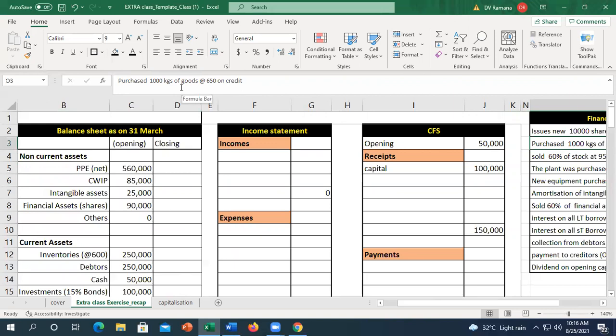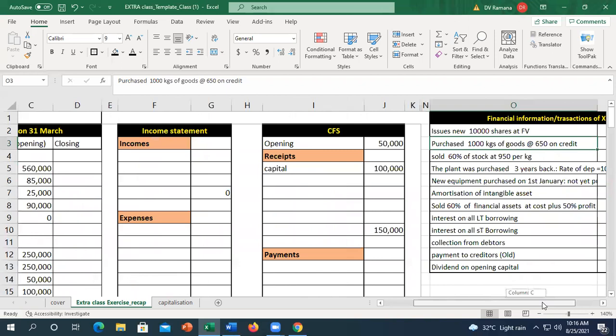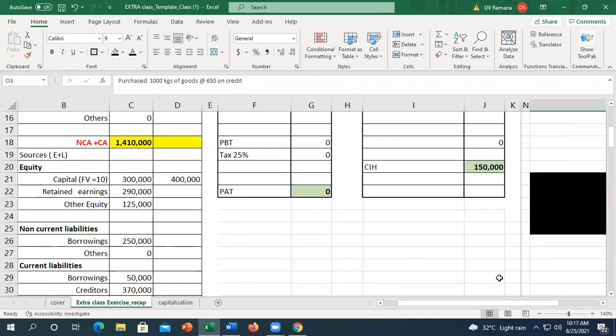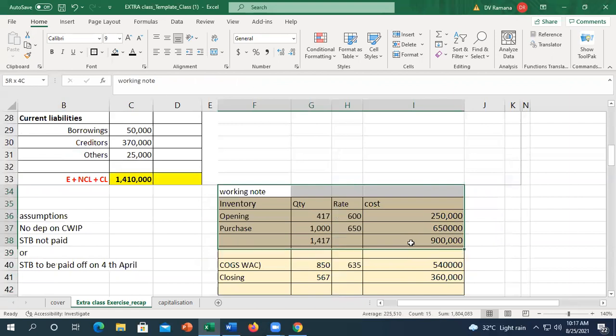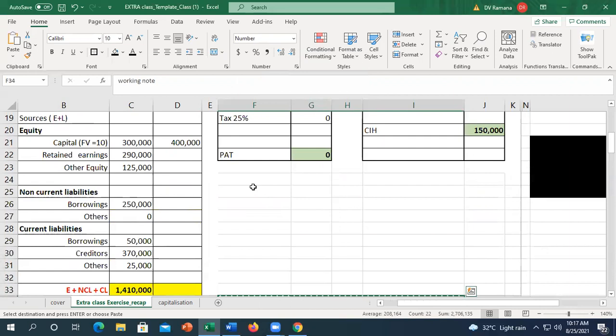Purchase 1,000 kgs of goods at the rate of 650 on credit. Whenever you have the inventory, you can see that inventory is already there at the rate of 600, and now we are purchasing 1,000 kgs at the rate of 650. It is always advisable to have an inventory statement or a working note with respect to the inventory. Let us see that working note.